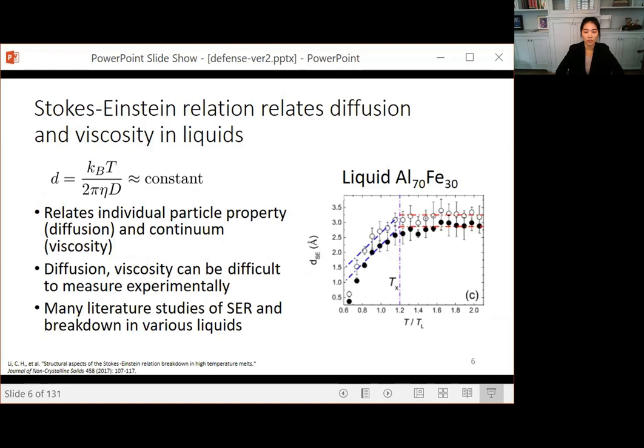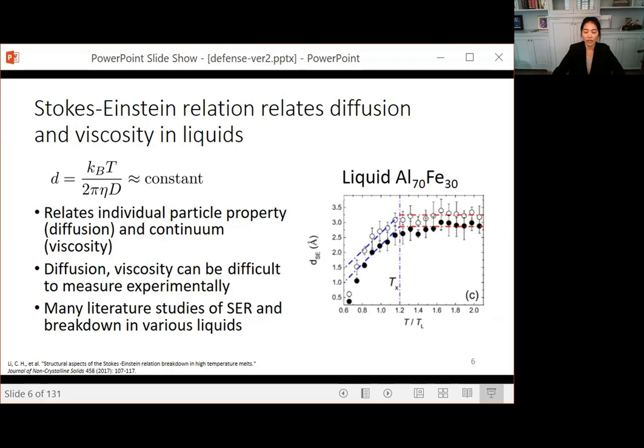One of the interesting properties of these liquids is the Stokes-Einstein relation, and it is shown here. We have the effective diameter, small d, and this is approximately constant over a range of temperatures. We see this ratio is proportional to the temperature T over the viscosity, eta, and diffusion, large D. This is of interest in the literature. There are many scientific studies of why this holds and why it breaks down in various liquids. So it is an active area of research. And from a practical standpoint, it's also useful. If we know that this relationship holds and we already have the diffusion, we can get the viscosity or vice versa. A lot of times these quantities are not easy to get using experiments.